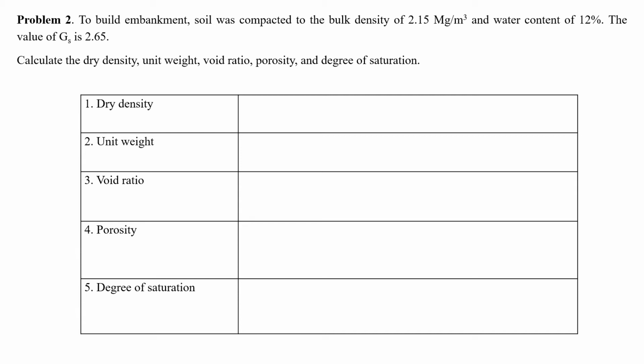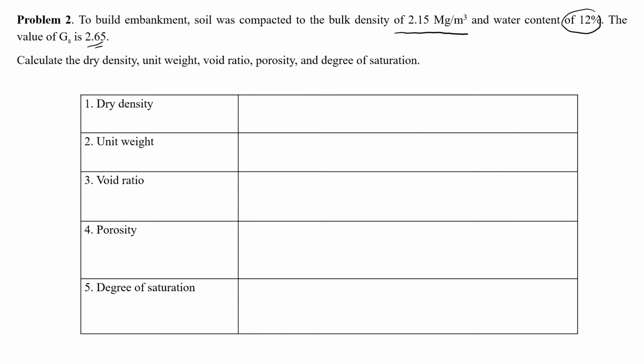There was an embankment built, and the soil was compacted to a density of 2.15 megagrams per cubic meter, and we also know the water content, which is 12%. The value of specific gravity is given as well, it's 2.65. So let's look at how we can calculate the dry density, unit weight, void ratio, porosity, and degree of saturation.